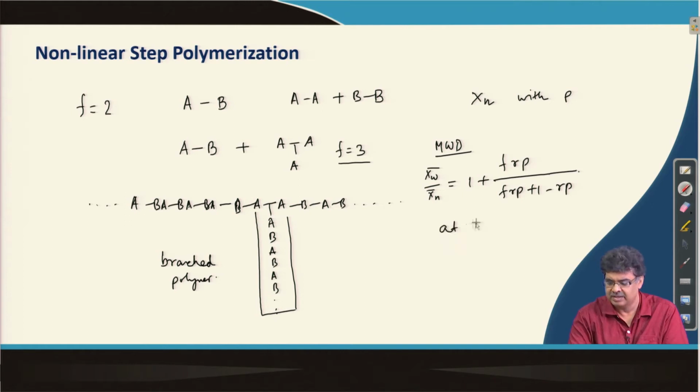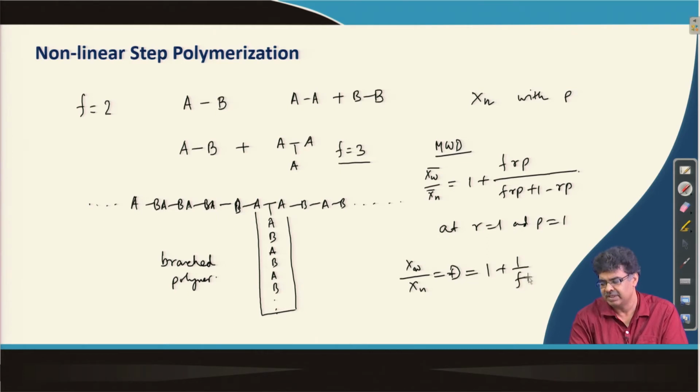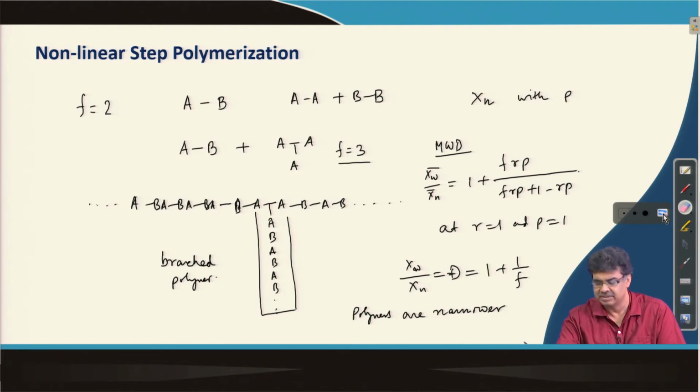So, at r equal to 1 and p equal to 1, we get Xw by Xn, which is the dispersity value, which is given by 1 plus 1 by f. So, in this case the polymers produced are narrower, or have a narrow distribution, compared to a linear step growth polymerization.